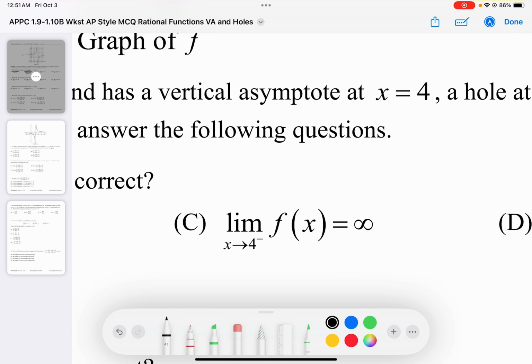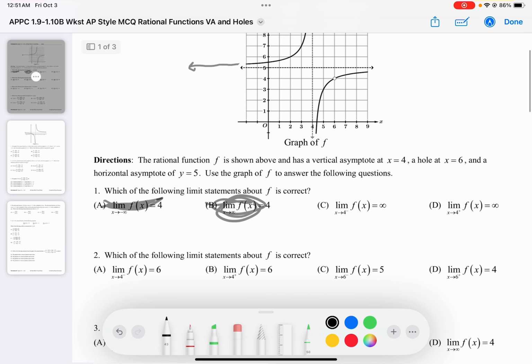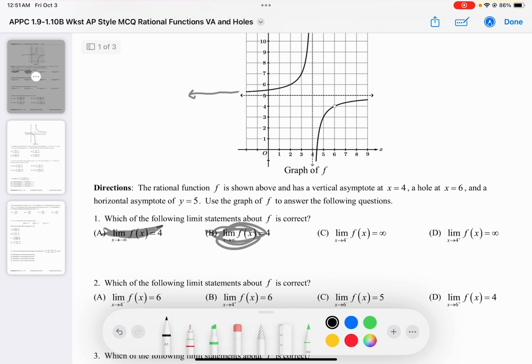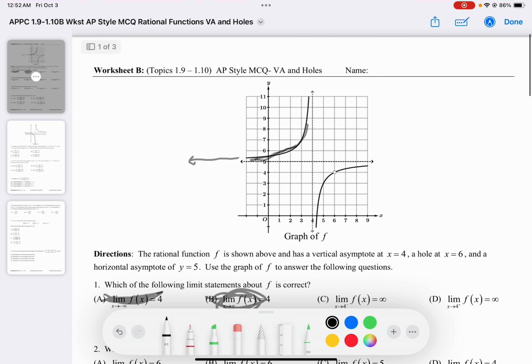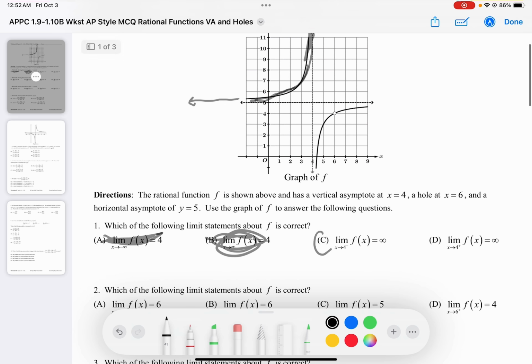Now we've got to be able to read these. The limit as x approaches 4 from the left. So as I come from the left side and I approach 4, f of x is headed towards positive infinity. Let's see. I'm going up towards positive infinity. That seems pretty good. C feels good.